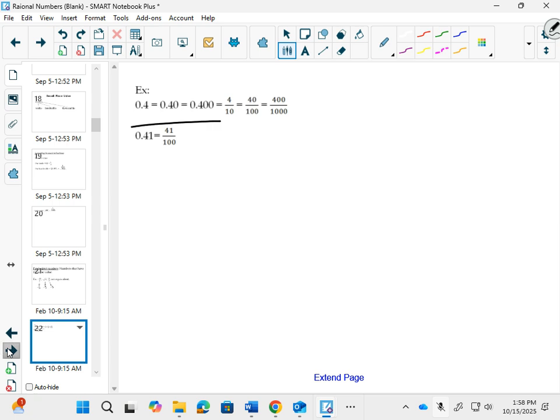So, some things that are the same. I can write 0.4 this way. I could write 0.40. That's exactly the same as 0.4. I could write 0.400. So I could write 0.4 as 4/10. I could say it's the same as 40/100. And I could say it's the same as 400/1000.